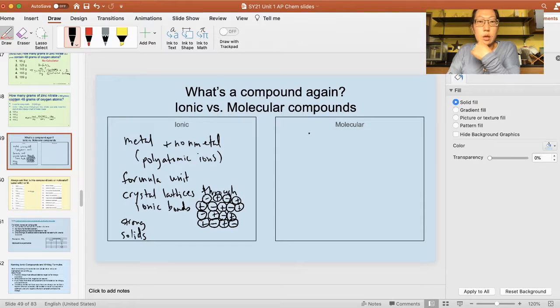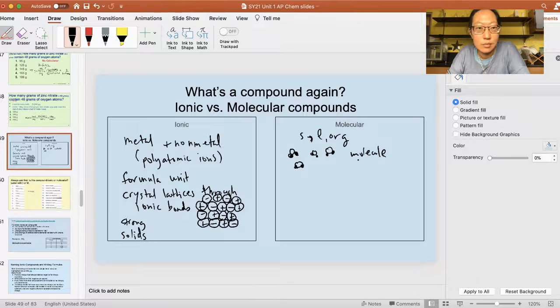ionic solids, these compounds. Molecular compounds can be solid, liquid, or gas. They can take on all three states of matter. It just depends on how tightly the molecules are held together. With molecules, we have distinct individual molecules. I'm drawing some very ugly looking water molecules here. Our smallest unit is a molecule. They're held together with covalent bonds, which is the sharing of electrons.